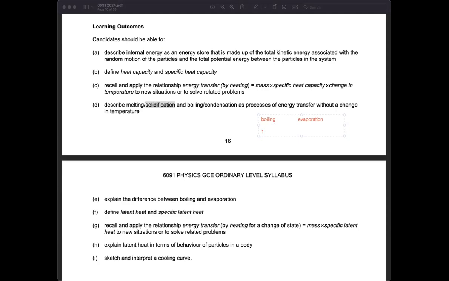Okay, so boiling needs a heat source. Okay, you need a heat source like a fire or Bunsen burner. Okay, but for evaporation, you do not need a heat source. Clear so far?